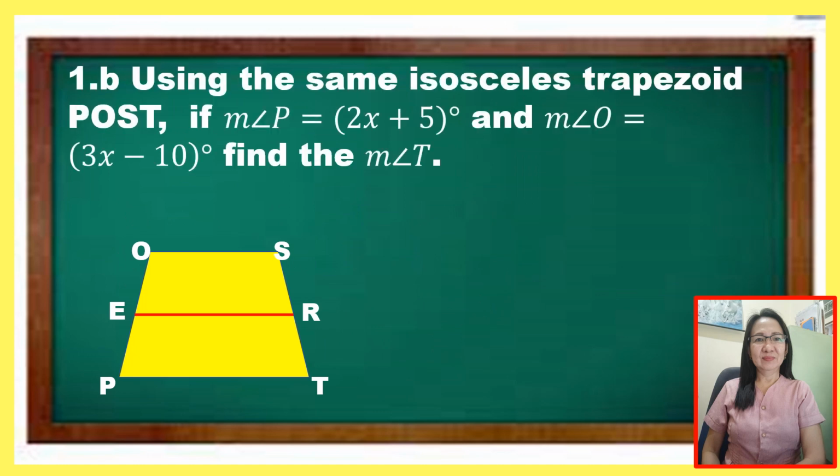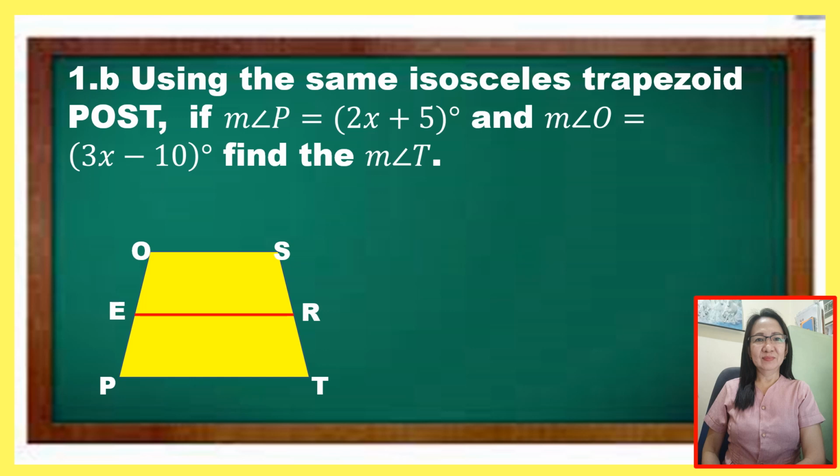Let us have another problem. So using the same isosceles trapezoid POST, if the measure of angle P is equal to 2x plus 5 degrees and the measure of angle O is 3x minus 10 degrees, let us find the measure of angle P.